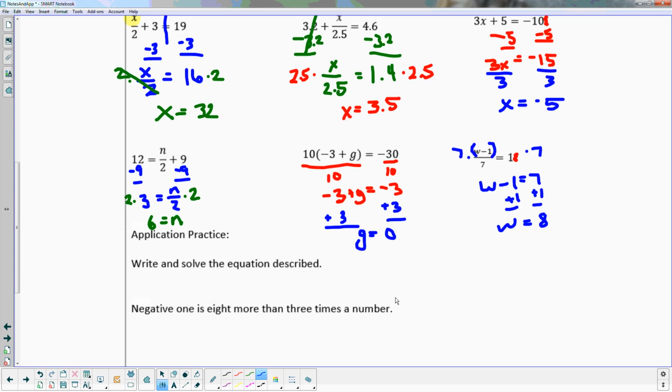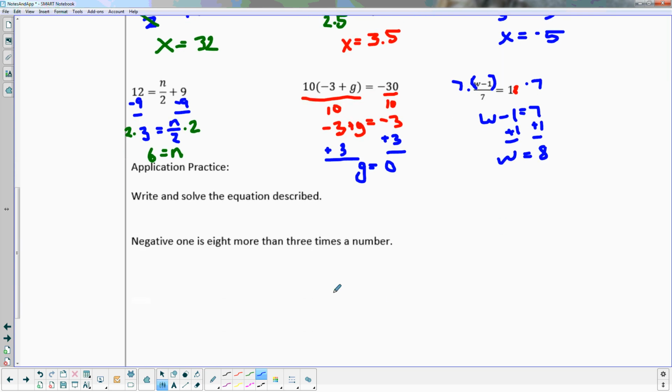Okay. Last thing we have today is a little application practice. I have just a problem here that's written out in words, and we have to turn that into mathematics. Okay. Negative 1. That's pretty easy. Negative 1. Whenever I have words writing out math, the "is" is almost always going to be an equals sign. So it is or equals 8 more than 3 times a number.